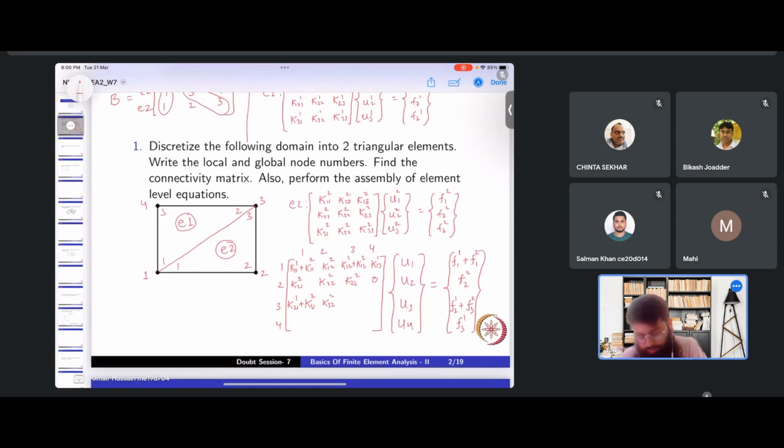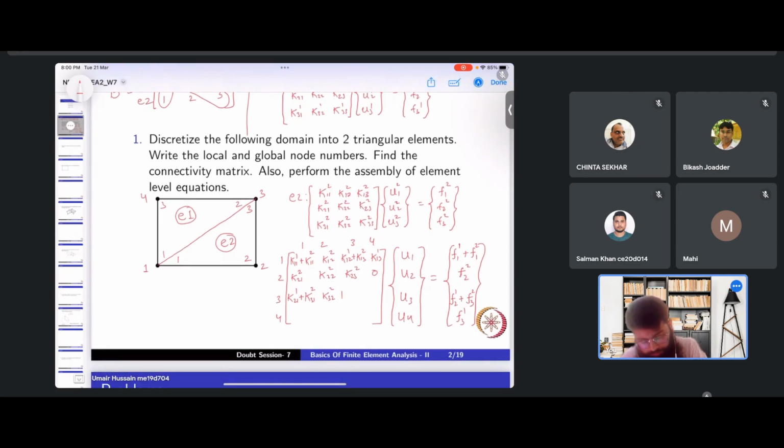And then for 3, 3, we have node 3 in two elements. So we have K22 of 1 plus K33 of 2. Then for 3, 4 we have a connectivity in element 1. So we have K23 of 1.